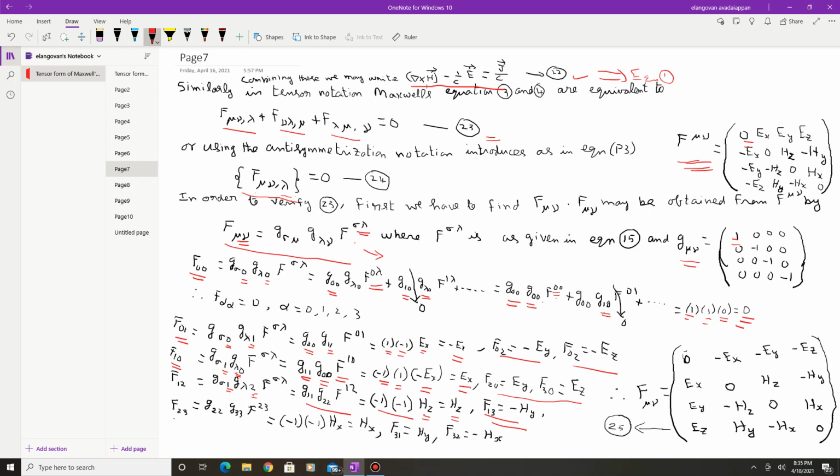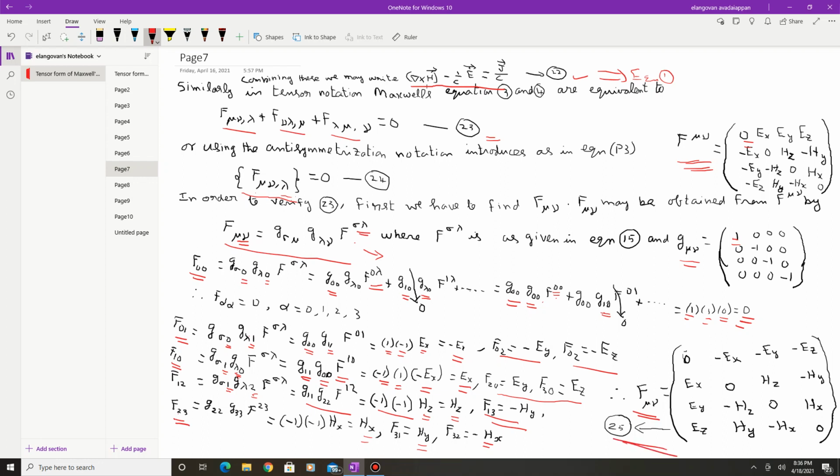F23, the non-vanishing term, can also be determined. So we found this is Hx, F31 is Hy, F32 is Hx. So from the components of the contravariant tensor, you can write down the covariant components of the field tensor, that can be determined. So if you put all the results in the matrix form, you will get this equation 25.